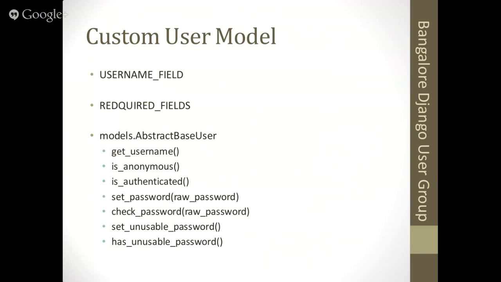And we will be creating a user model by extending the existing model from auth, that is AbstractBaseUser, which will give you the following functions: get_username, is_anonymous, is_authenticated, set_password, check_password, set_unusable_password, and has_usable_password. These functions will be very helpful when you want to assign a password for the user or authenticate the user.